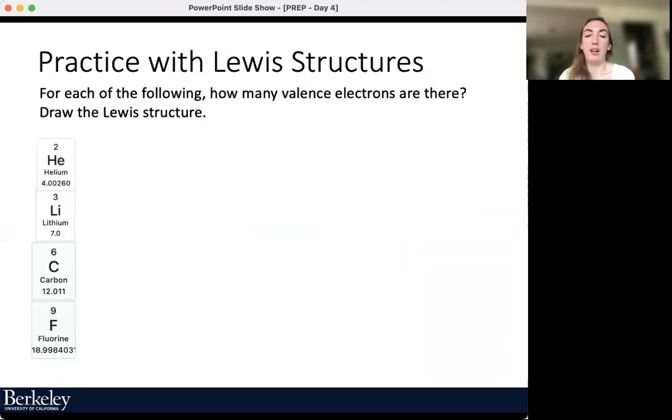So I'm going to give you just a few minutes. This is the last thing we have for today. In your groups, you've already determined for these elements how many valence electrons they have. And so I just want you to practice drawing the Lewis structure for these elements.